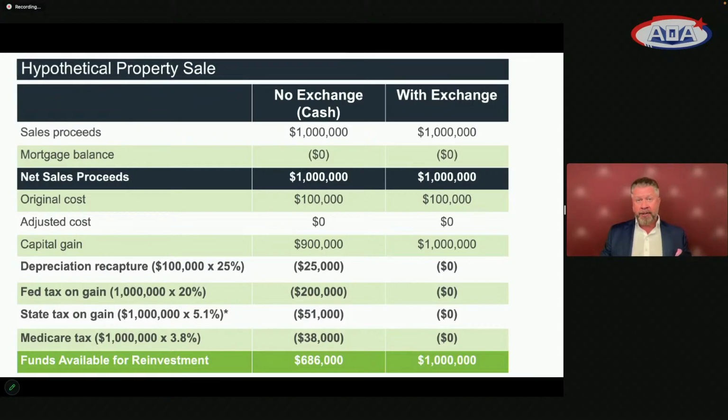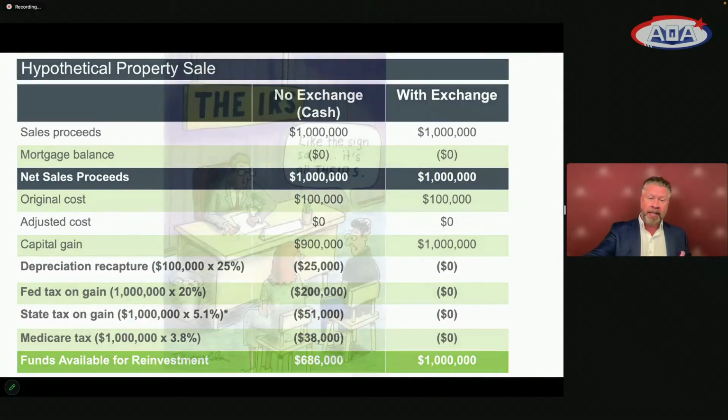So on a national basis, your million might look like $686,000. In California, closer to $600,000. It could be a potential 40% hit. And look at the far right-hand column. With an exchange, you defer your recapture, your federal tax, state tax, and Medicare. Your full million is working for you. Pretty easy to say, better have $1 million working for you versus $600,000 working for you, especially in your retirement, generating income for your retirement needs.